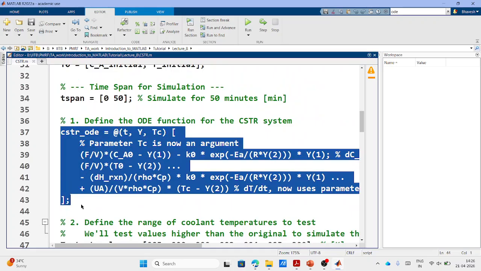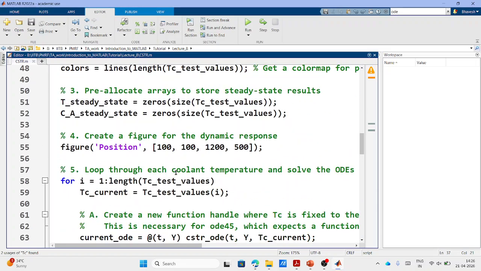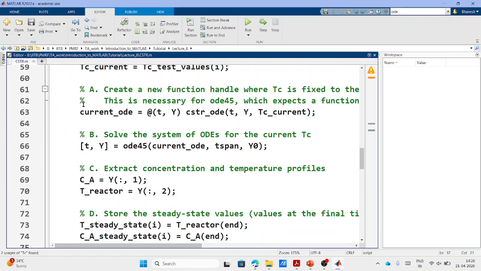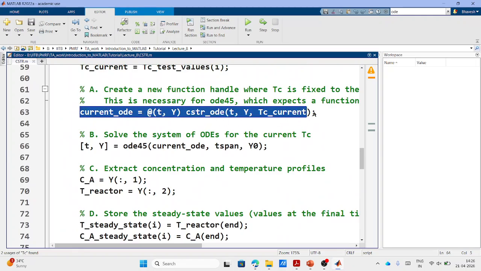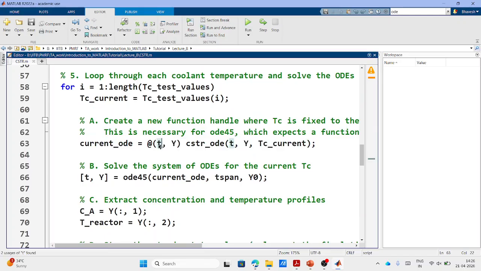So here CSTR ODE, it was a function of time, my dependent variable concentration and temperature, and the cooling water temperature. Now I have fixed the cooling water temperature Tc. So I will create one new function, which I am referring to as current ODE, that calls the independent variable and the dependent variable, calls the CSTR and provides the Tc current temperature. So this third variable that we had for our original ordinary differential equation is fixed. Okay. So I get this current updated ordinary differential equation.